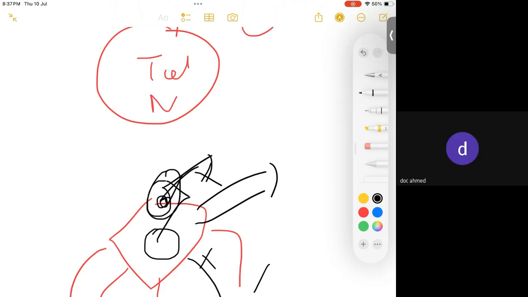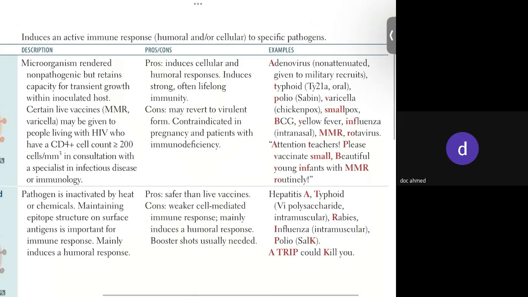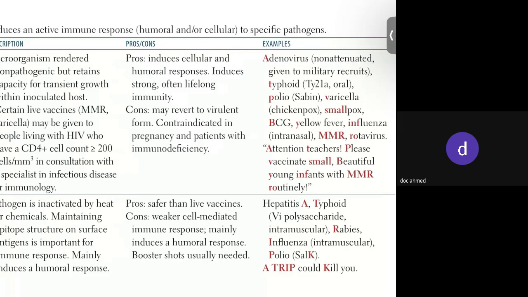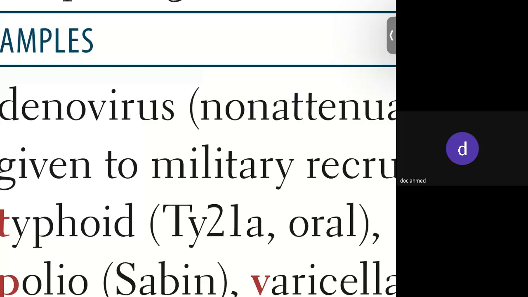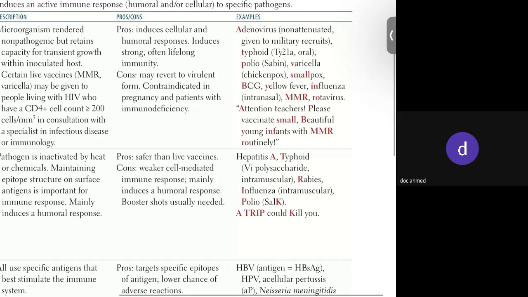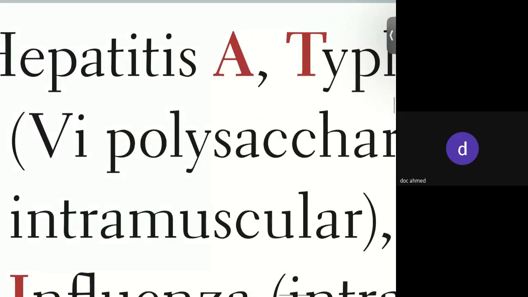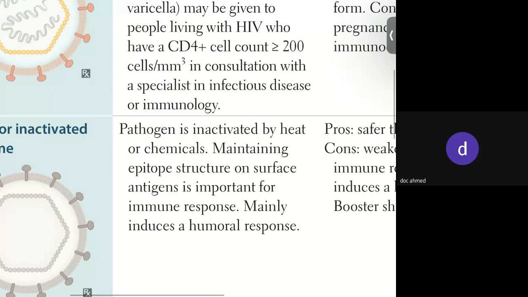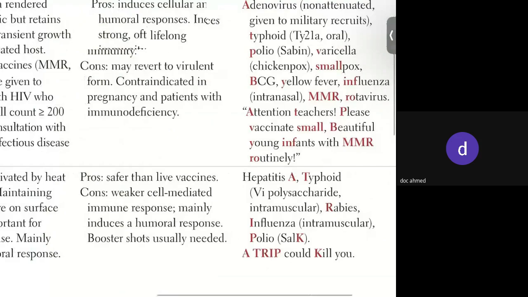Let's discuss examples of live attenuated vaccines. The mnemonic they have mentioned is really good: attention, teachers, please vaccinate small, beautiful, yellow infants with MMR routinely. Attention, adenoviruses. Typhoid is also live, but here you have a point to mention: the typhoid vaccine given orally is the live variant. If you are giving it IM, that's the dead or killed variant. Is this clear?